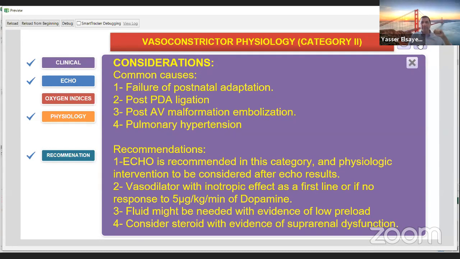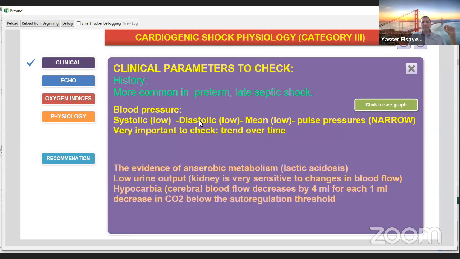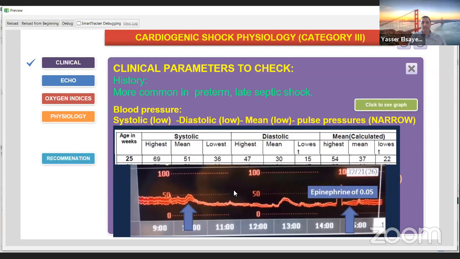And then category number 3, which is much easier now to understand. It is similar to category number 2, but on top of that, the resistance is already low. So you have poor heart performance, a weak heart, and weak or low resistance. In this case, we have everything low. Low systole, low diastole, low mean blood pressure, and narrow pulse pressure. Everything is low and everything is compromised.